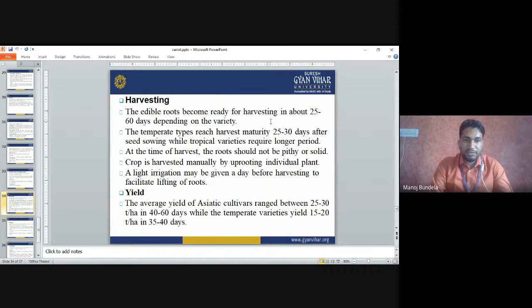Yield. The average yield of Asiatic cultivars ranges from 25 to 30 ton per hectare in 40 to 60 days, while in temperate type varieties, the yield is 15 to 20 ton per hectare in 25 to 30 days. So that is the difference: the yield is more in Asiatic type varieties, 25 to 30 ton per hectare in 40 to 60 days, while temperate types give 15 to 20 ton per hectare in 35 to 40 days.